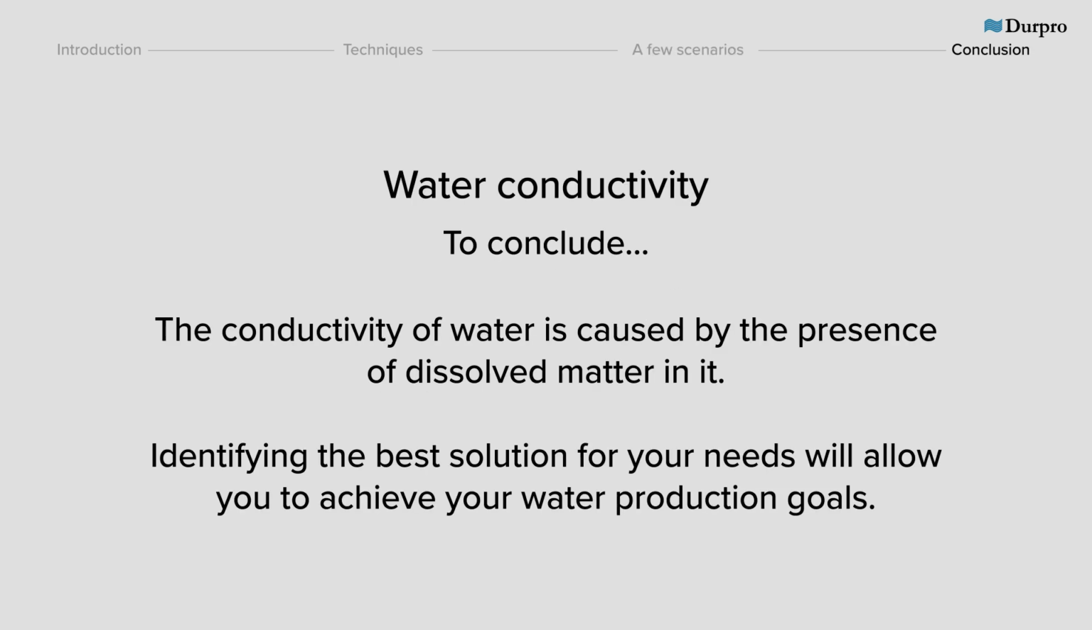TDS and conductivity, a history of the past. Let's recall that the conductivity of water is caused by the presence of dissolved matter in it, since pure water does not conduct electricity. The technologies allowing a reduction of the conductivity are very varied. We have presented the most common and effective ones. No matter what your water production goal is, achieving it is not a problem. What can be challenging is identifying the best solution for your needs.